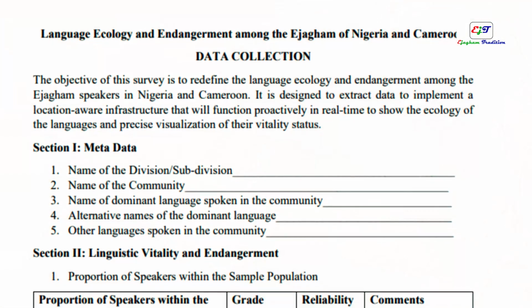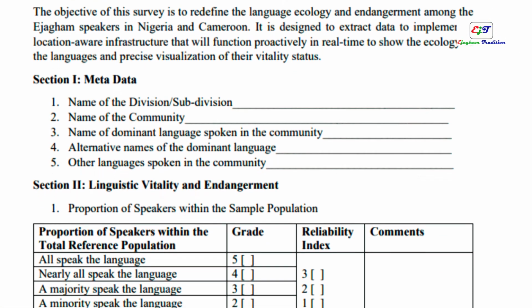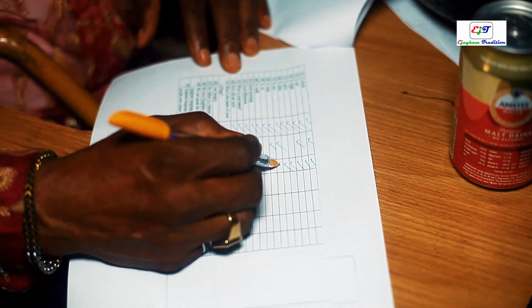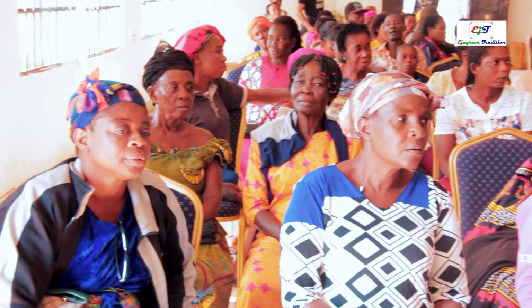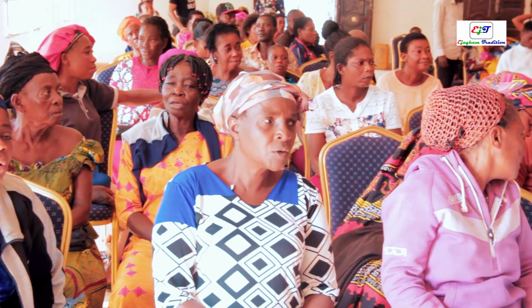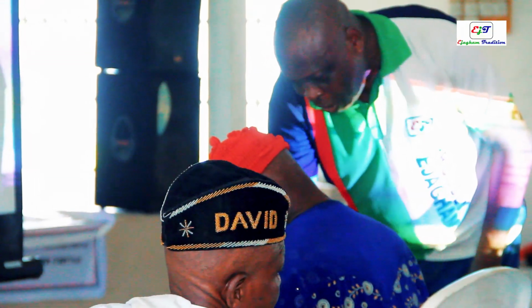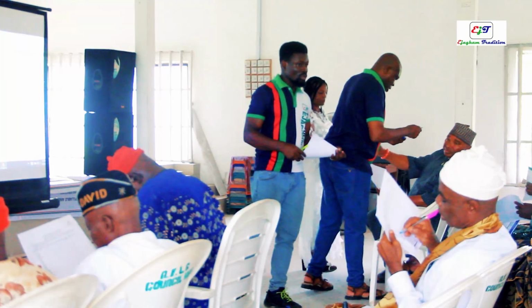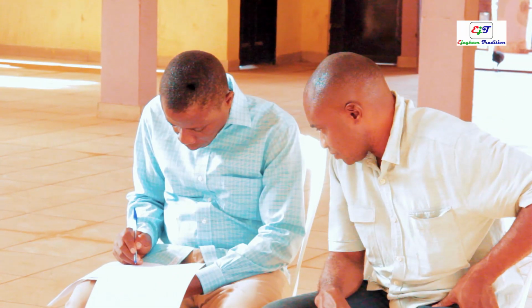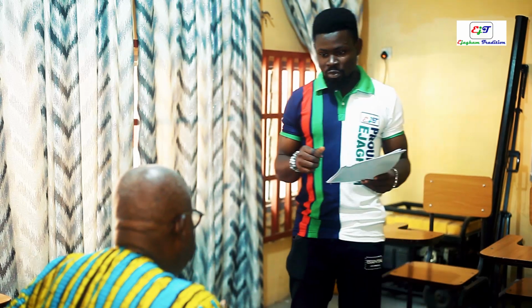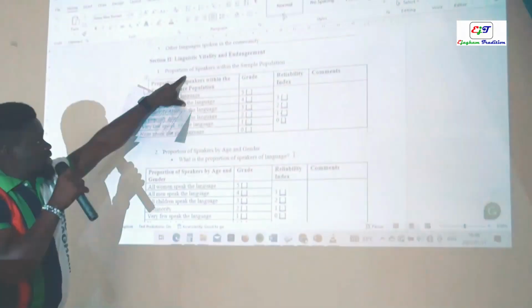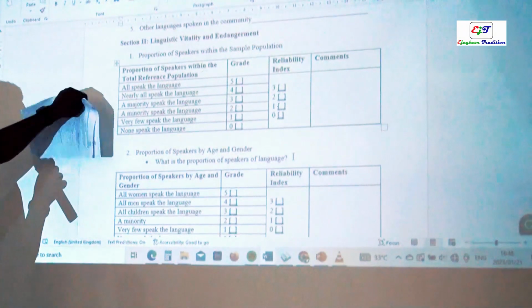The third activity was the Ejagham Language Ecology and Endangerment Survey. The objective of this survey was to redefine the language ecology and endangerment among Ejagham speakers in Nigeria and Cameroon. It was designed to extract data to implement a location-aware infrastructure that will function proactively in real time to show the ecology of the language and a precise visualization of its vitality status, of speakers within the sample population.